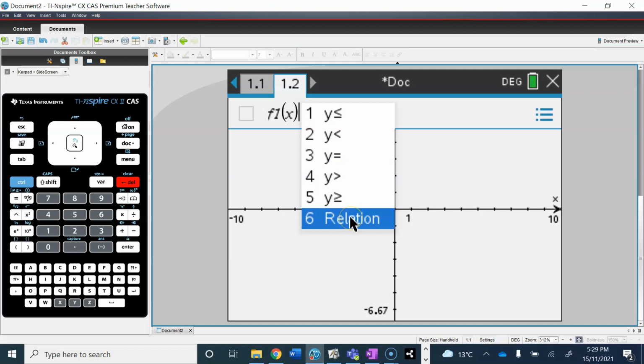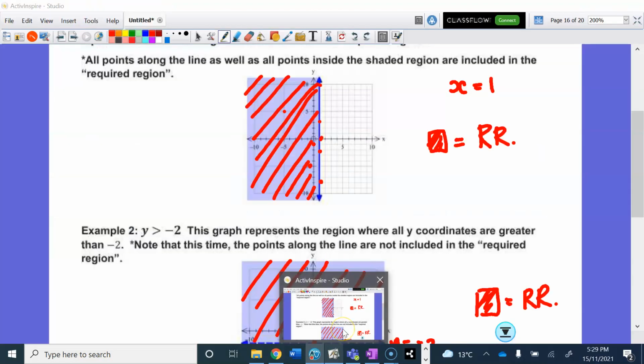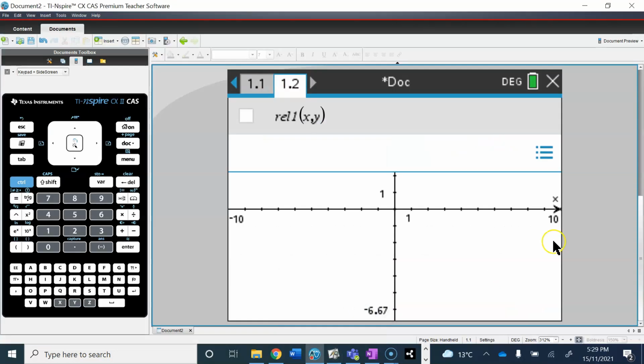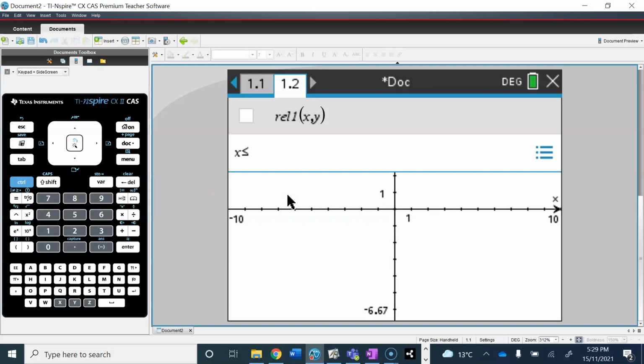So if I choose relation, number 6, it basically just says, here's an open line, type in whatever you want. So I want to type, let me just double check what it was, x is less than or equal to 1 for that first example. The less thans and equal tos are in the control equals menu. So control and equals brings up all those inequalities. Less than or equal to 1.